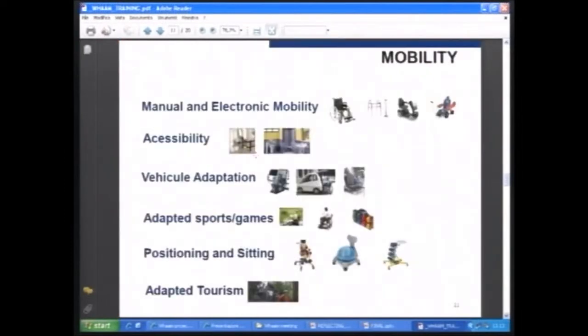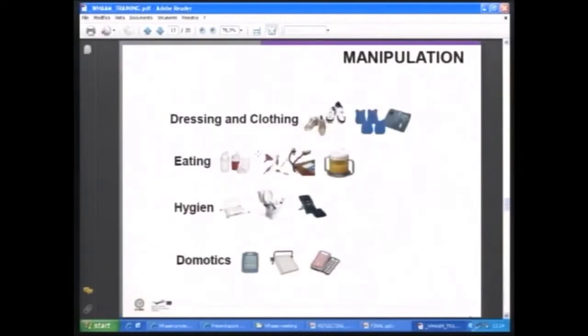Of course, we also have other valences in mobility. We explore everything about manual and electronic mobility for accessibility at the homes, adaptations for vehicles, sports, games, positioning, sitting. And we also study many aspects related to adapted tourism. We also have areas in dressing and clothing, eating, hygiene, and domotics for manipulation.